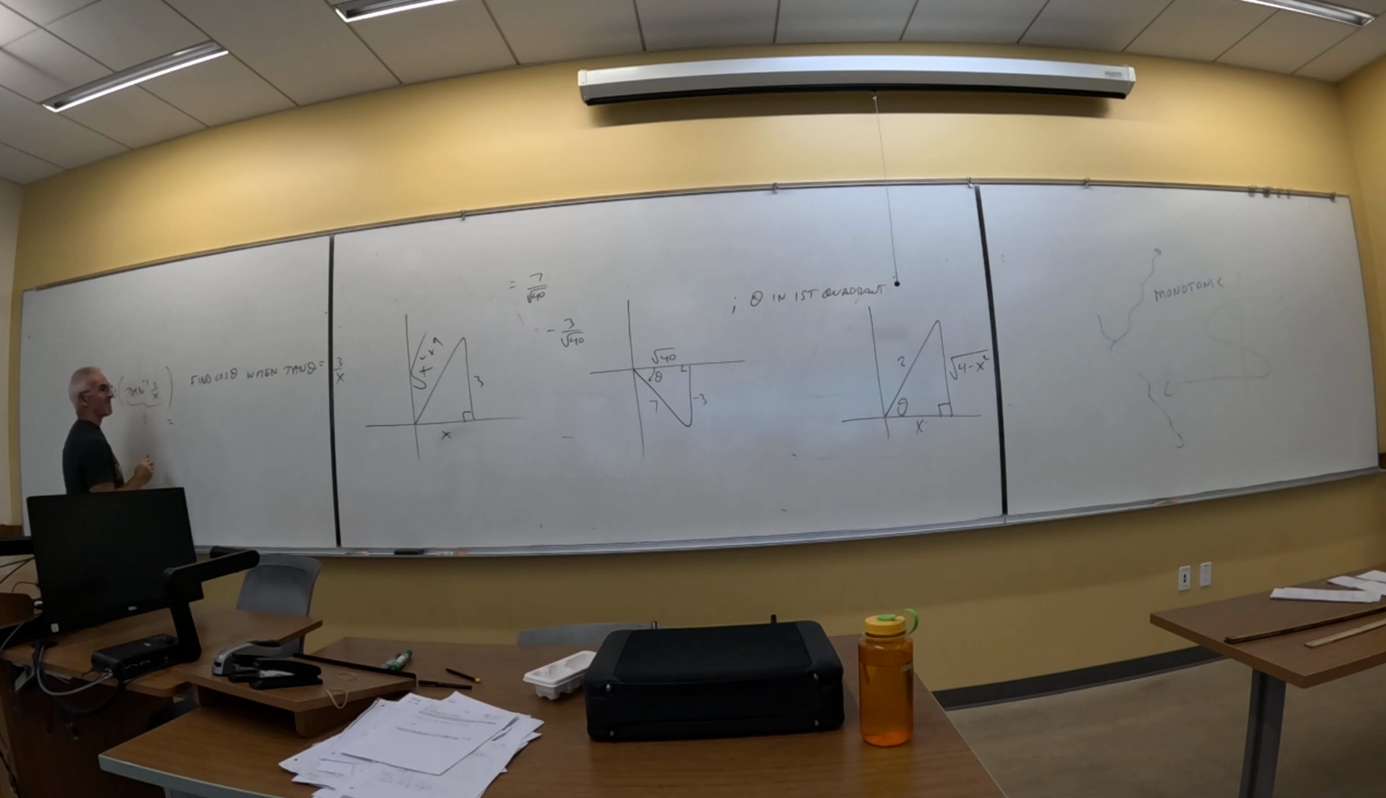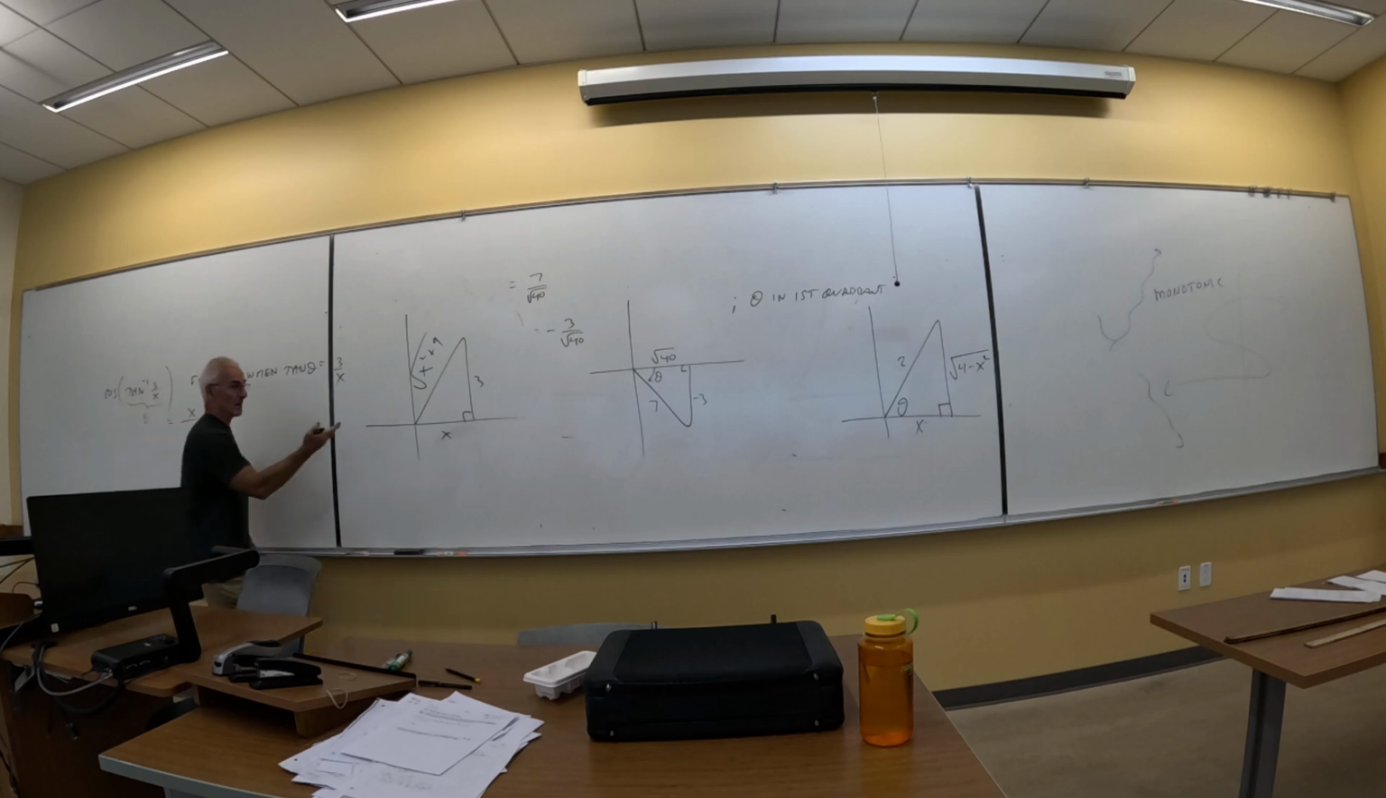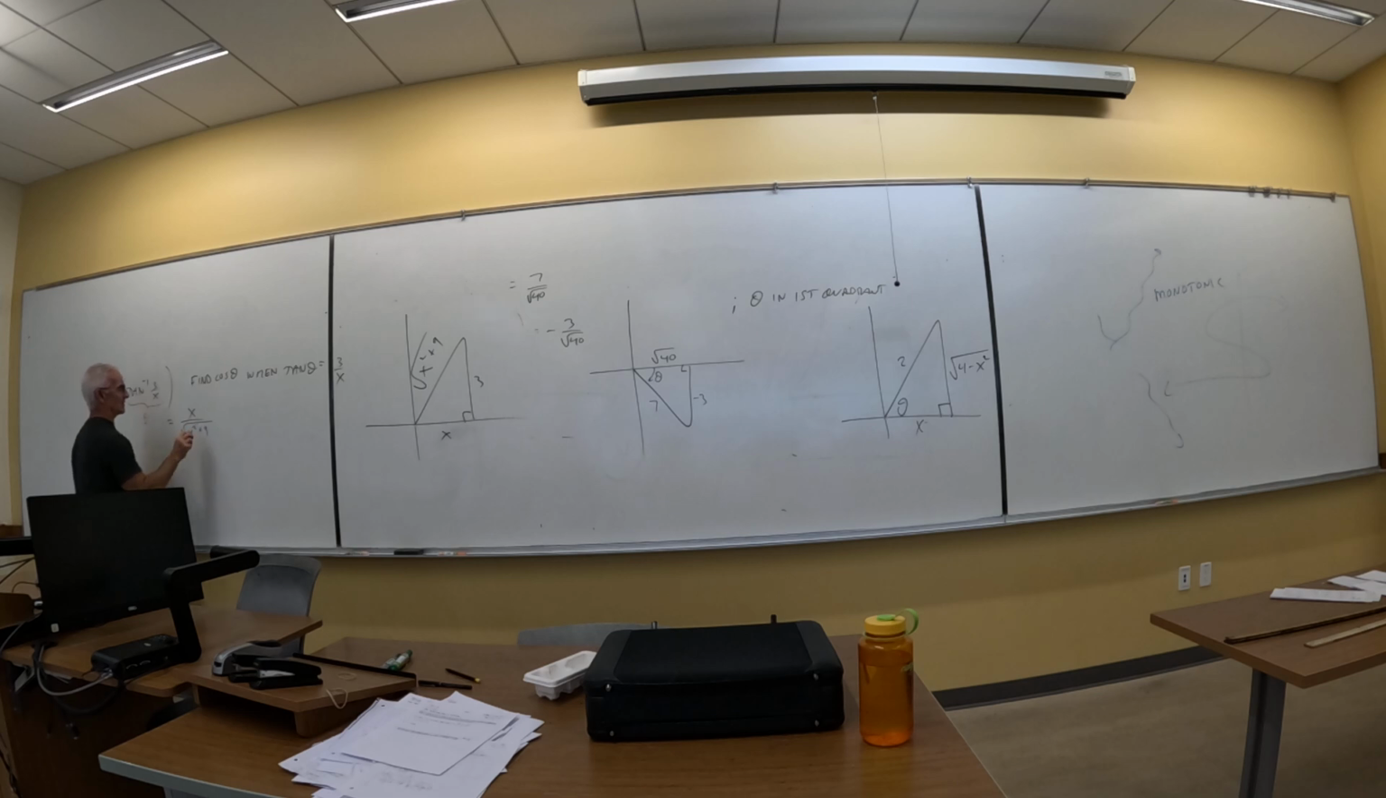Cosine. Ka. You have to spell it right though, don't you? There's no K in ka. It's x over, no, or is it? Ka. I think it's this, no, you know it's this.